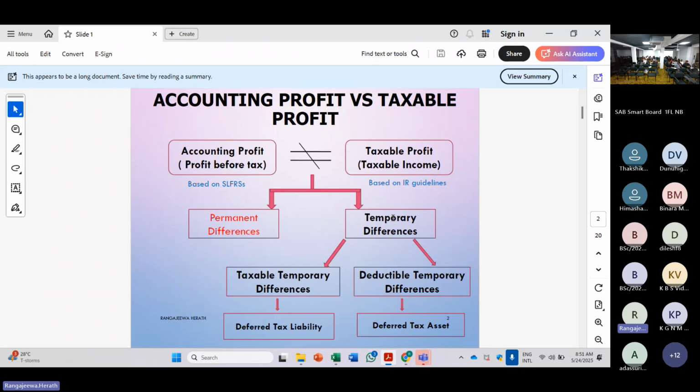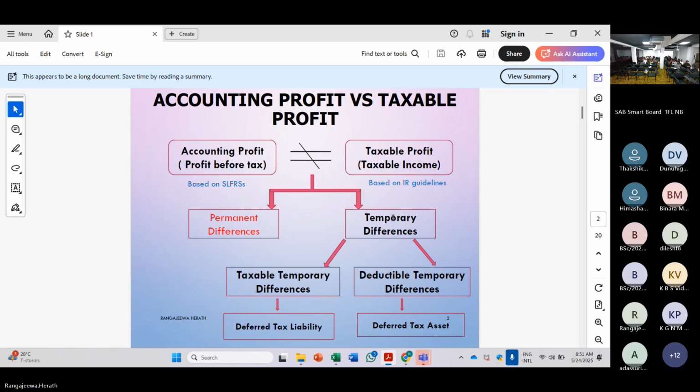So then the taxable profit is 80 million. 80 million into 30%, you pay to inland revenue 24 million. So if you charge that 24 million as your tax expense, you see there's a mismatch in the income statement, all the figures as per the accounting standard, but tax expense purely based on tax law.